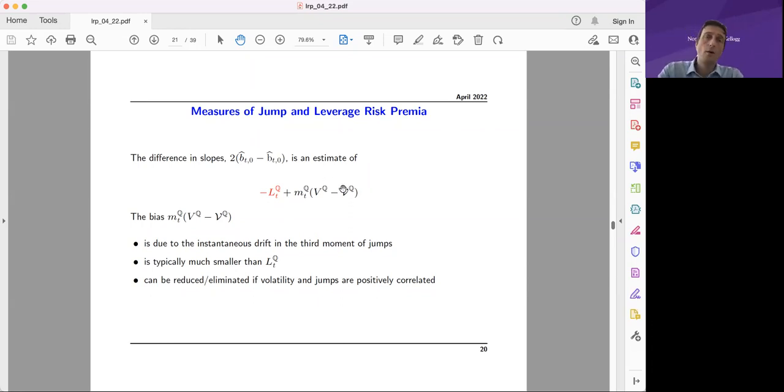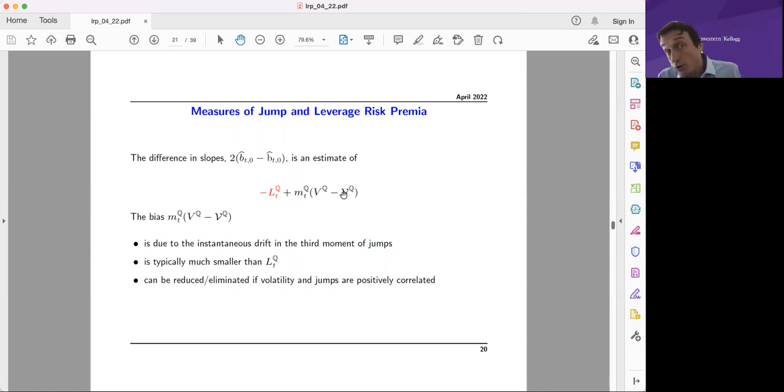But a few comments on that. The gap between the two risk neutral variance measures is typically small. The leading term is the third moment, and the third moment in levels is typically much smaller than the second moment, which is where this leverage effect resides. So typically it's a much smaller term.